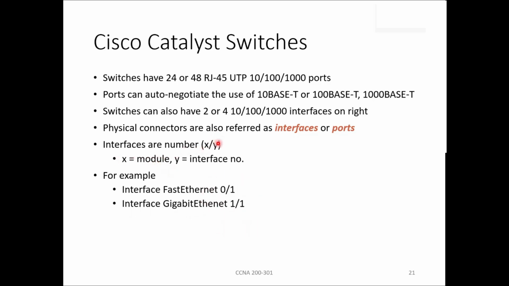Interfaces are numbered x/y, where x equals the module and y equals the interface number. So this is the module. In one switch you may have one module, and the number on the right hand side may be 1, 2, 3, 4, 5, 6, 7, 8. These are the switch port numbers we have. So we use the words interface and port interchangeably in many different areas.